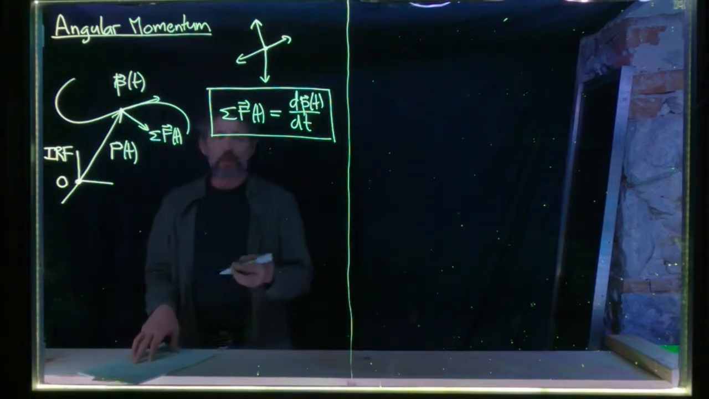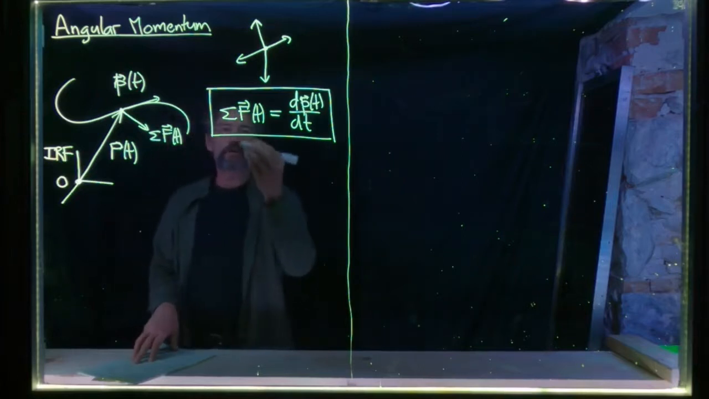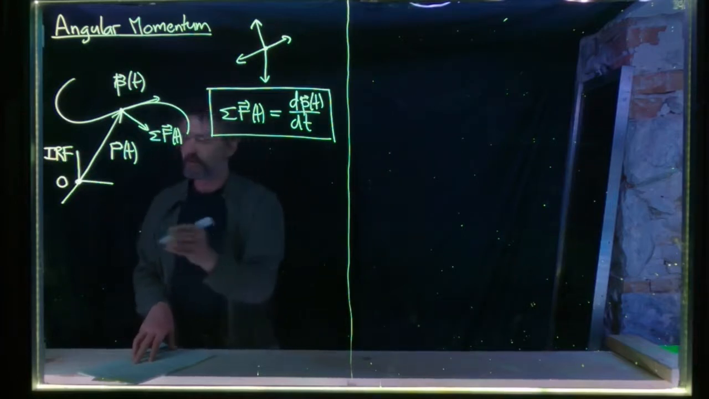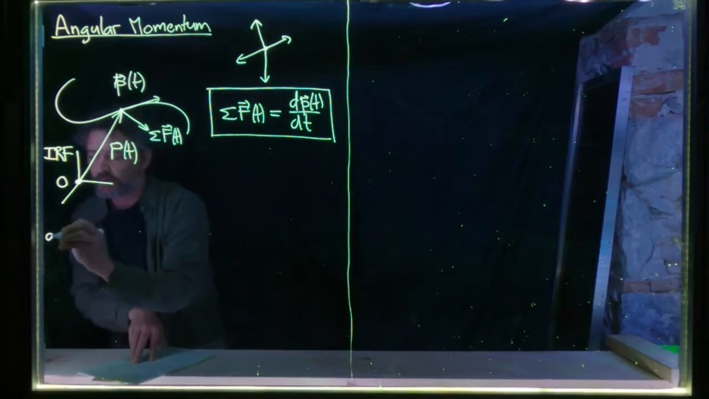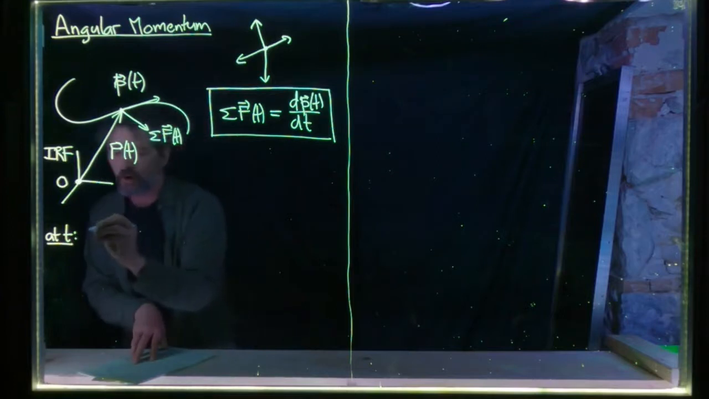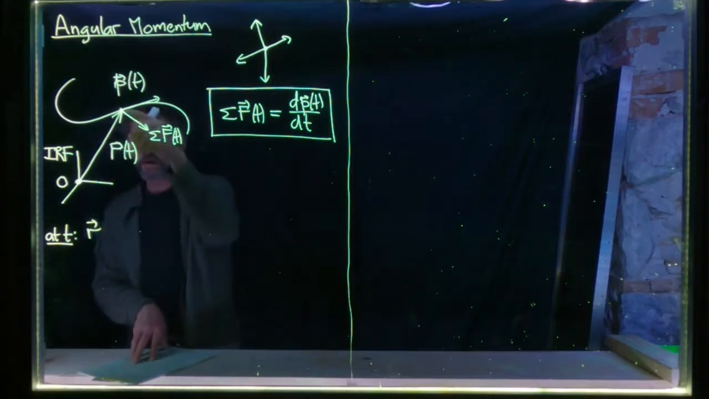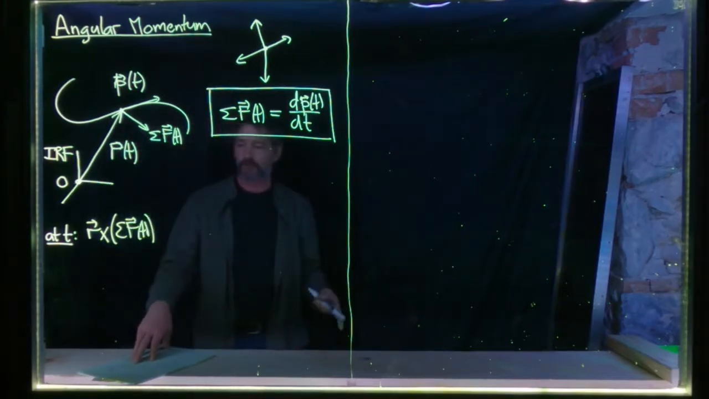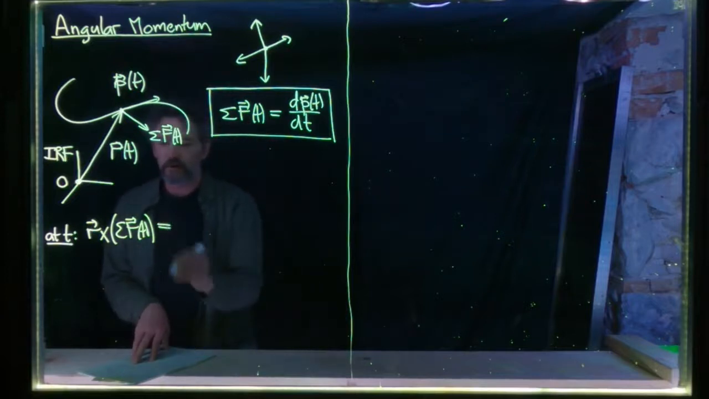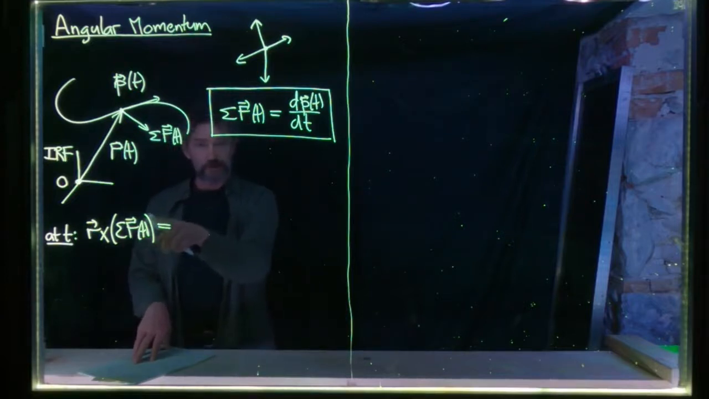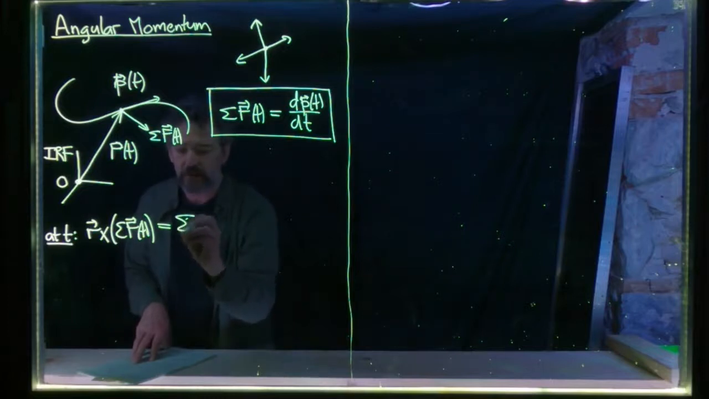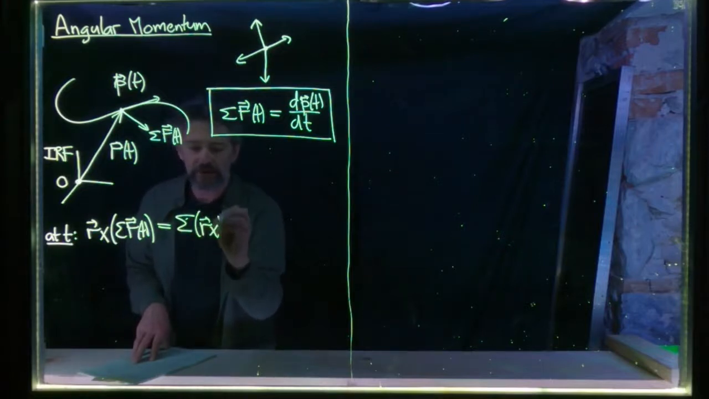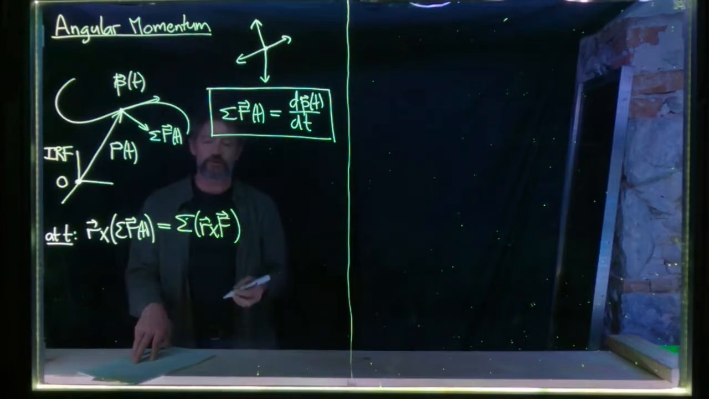So what we want to do is calculate the vector cross product of r with the left-hand side of that equation. This is all happening at an instant of time t. We take the position vector r at that instant, cross product with the sum of all the forces at that instant. Now, r cross the sum of the forces is the same thing as the sum of r cross each of the individual forces.